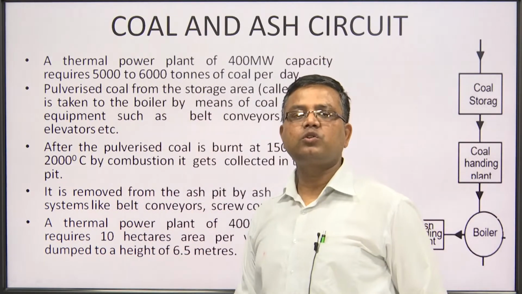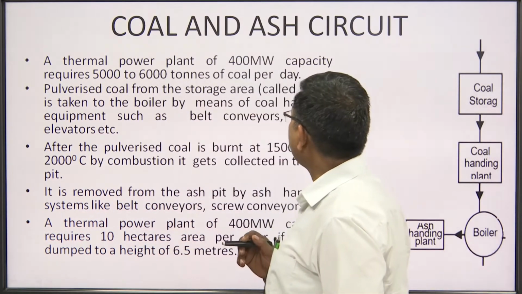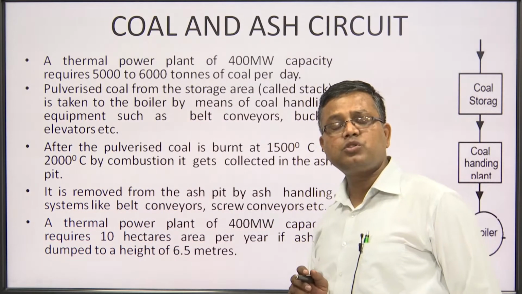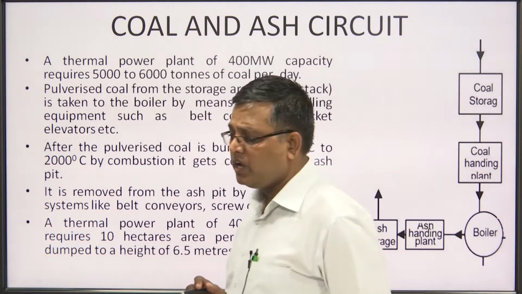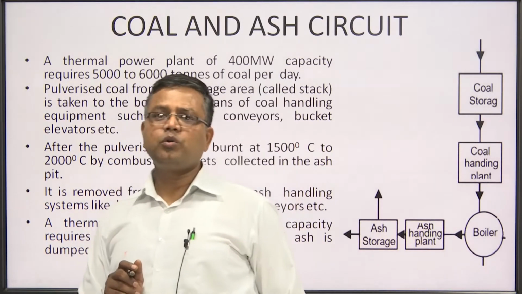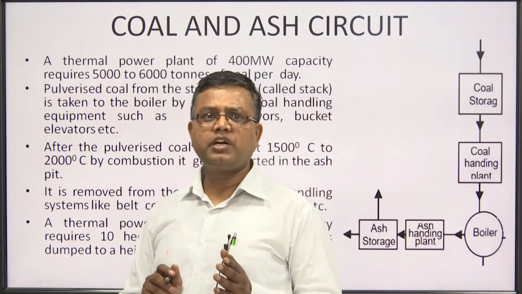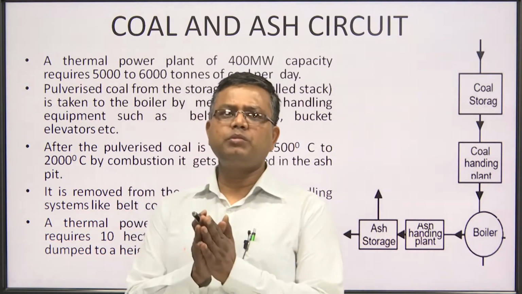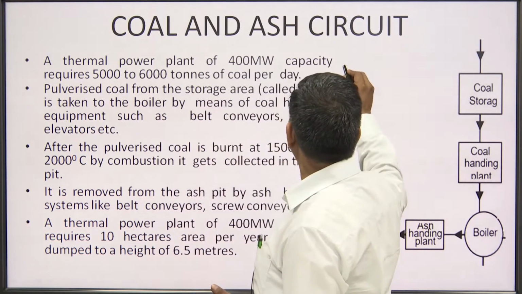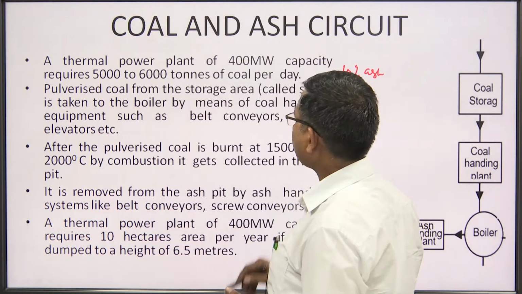So, first of all, let us take the coal and ash circuit. Friends, you must remember that a 400 megawatt capacity power plant requires 5000 to 6000 tons of coal per day, and this is good quality coal. Good quality coal means very less ash content and very less moisture content. Good coal means ash content is approximately 10%, right.